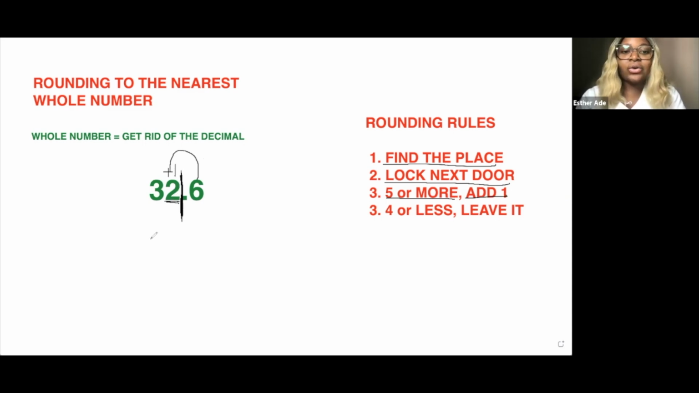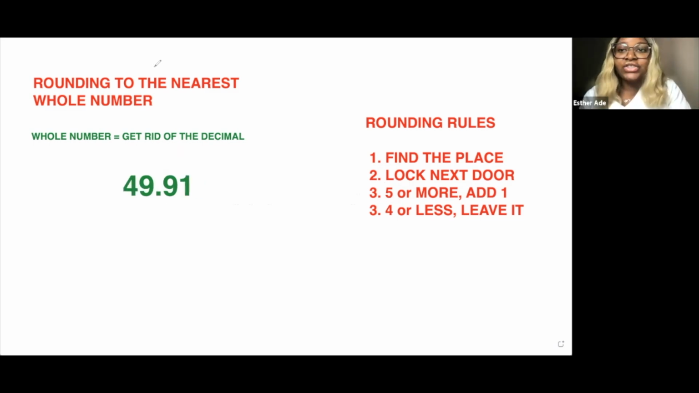All right. So this becomes 33. That is how I get rid of my decimal, and this is now a whole number. No more decimal point, and it's whole. Correct? All right. So another question we have is 49.91.